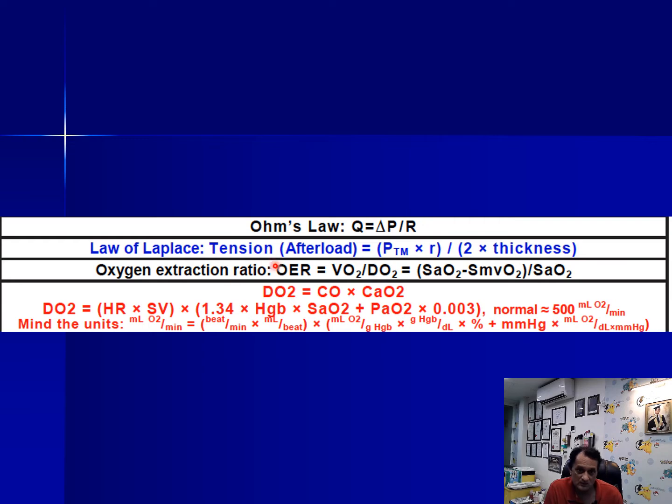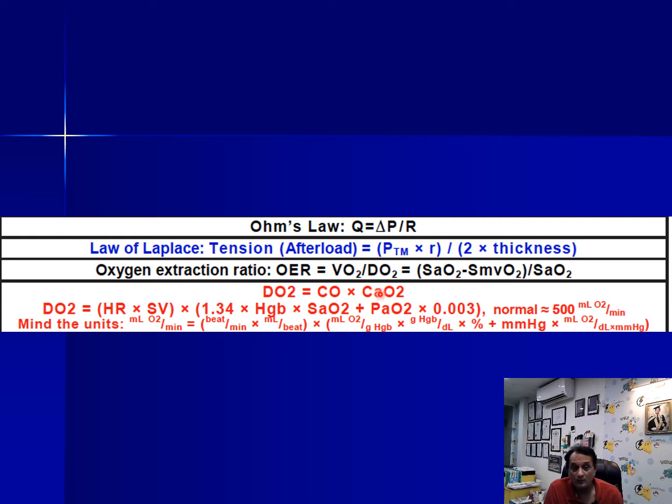And the oxygen extraction ratio, we know that it is the mixed venous saturation, like VO2 over DO2, and normally you calculate it in a pediatric ICU with this formula. And we know that oxygen delivery is equivalent to cardiac output times oxygen content. So this is the amount of blood, and this is the quality of blood, how good a quality of blood is going to the tissue.